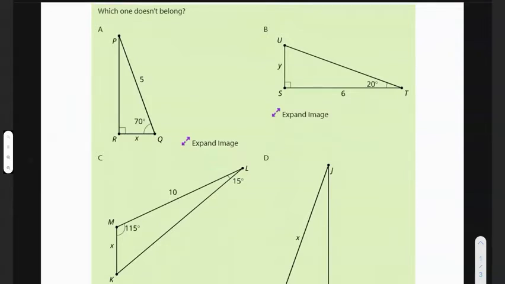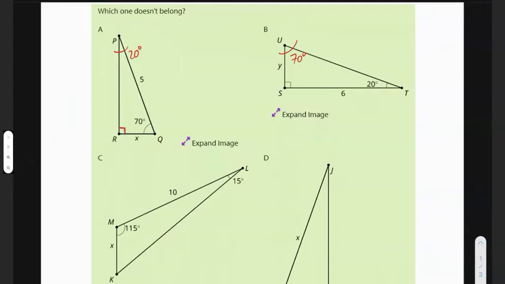So what do I notice? Let me start with the angles, right? We know that you have the right triangle here, so that's 90. Therefore, this missing angle here has to be 20, right? Because of the triangle sum theorem. Same thing here, except it's the other way around, right? So those angles, these two triangles appear to be similar, right?